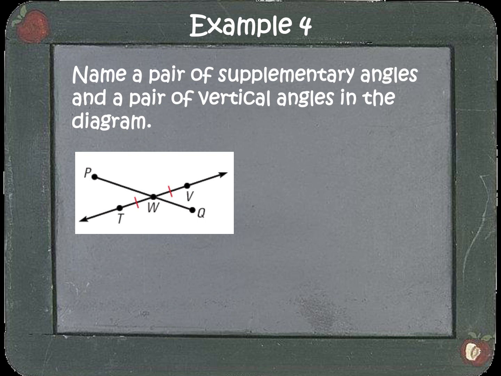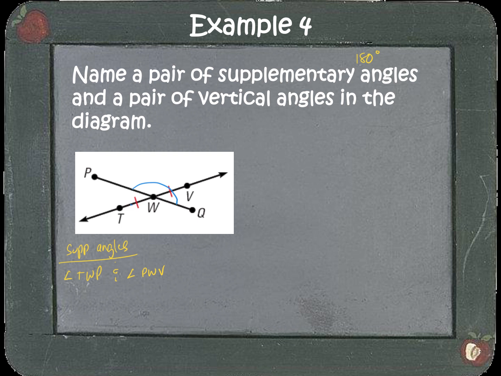So here they're asking me to name a pair of supplementary angles and a pair of vertical angles. Remember that supplementary angles have a sum of 180 degrees. So every linear pair, for example, will be supplementary. These two angles here, angle 1 and angle 2, form a linear pair, which means they're supplementary. So angle 1 is TWP, and angle 2 is angle PWV. That's one pair.